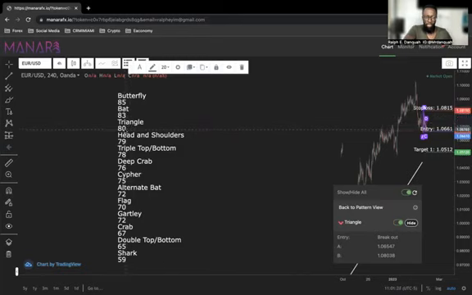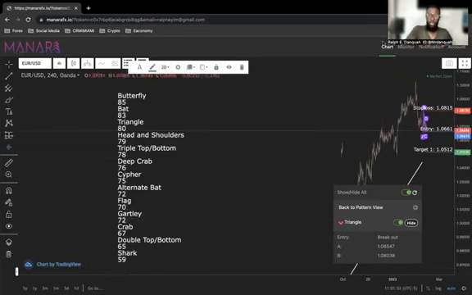The triangle is an 80% win rate. Head and shoulder is 79%. Triple top and triple bottom is 78%. Deep crab is 76%. Cipher is 75%. Alternate bat is 72%. The flag pattern is 70%. Gartley is 72%, right? So we can see that there are 10 patterns that are 70% and above. So you choose which one it is that you want.